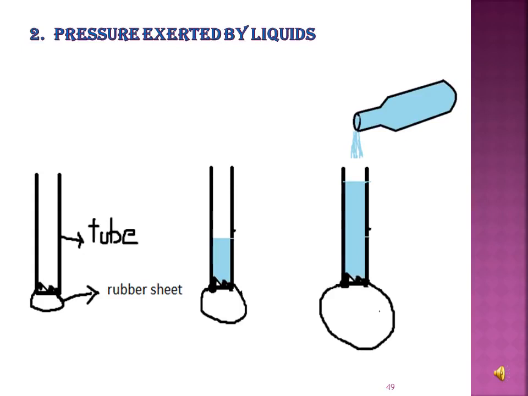From this we can say that liquids exert pressure on the bottom of the container and it depends on the height of the liquid column. That is, pressure is directly proportional to the height of the liquid column. As the height of the liquid column increases, pressure also increases.